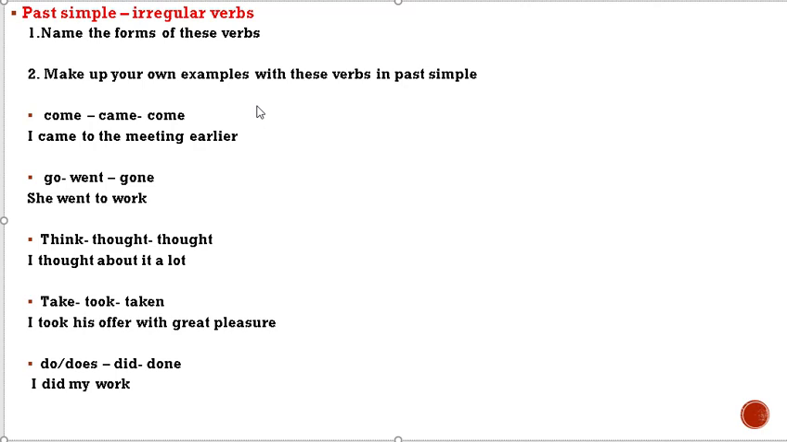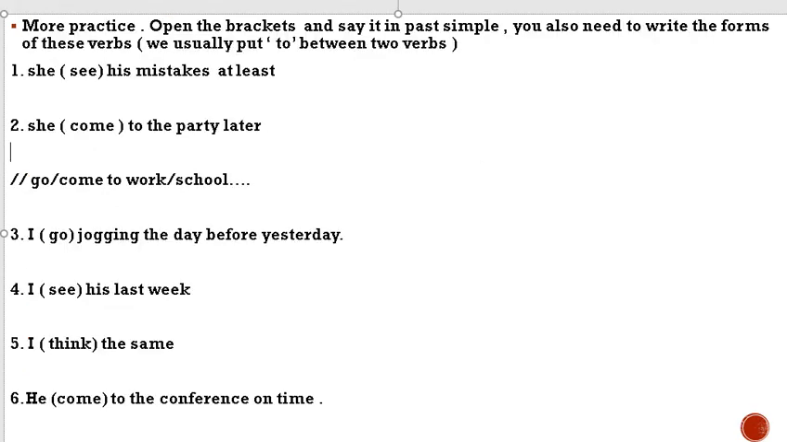It's about past simple irregular verbs. Name the forms of these verbs. Come, came, come. Go, went, gone. Think, thought, thought. Take, took, taken. Do or does, did, done. And then we have more practice.